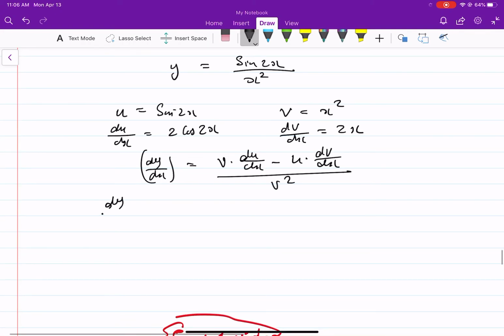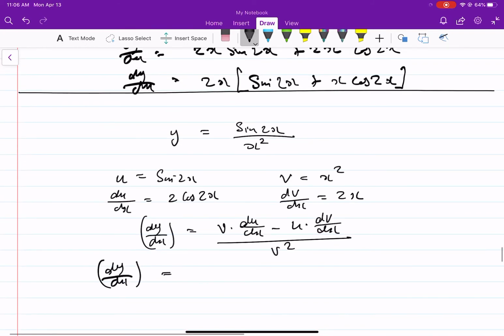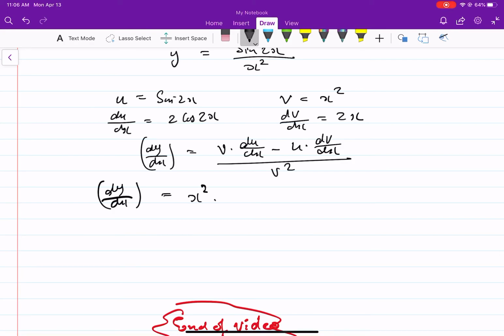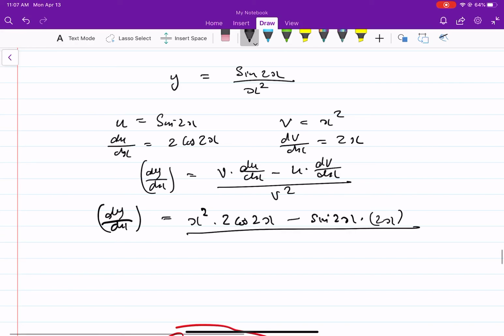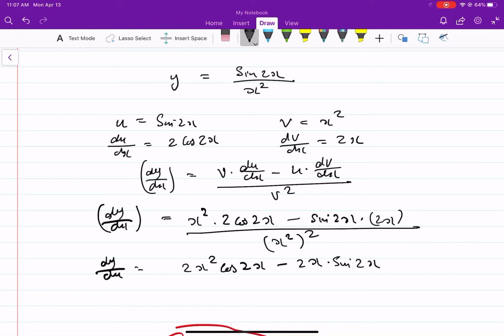Let's plug in. dy/dx is equal to v, x squared, times du/dx, which is 2 cos 2x, minus u, sine 2x, times dv/dx, which is 2x, all upon v squared, which is x squared, all squared. dy/dx is equal to 2x squared cos 2x minus 2x times sine 2x, all upon x to the power 4.